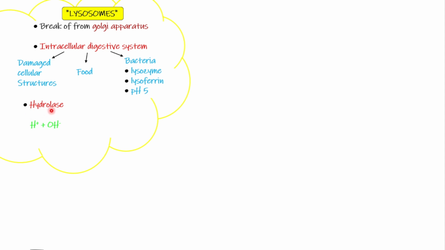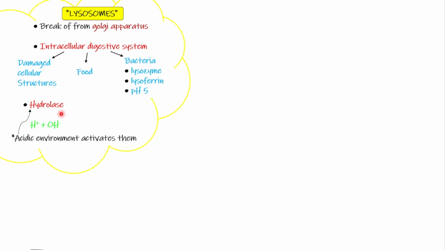So hydrolases are the enzymes which perform breakdown with the help of water. Water is broken down into H positive and OH negative ions. Now these H positive and OH ions will break the bonds of different things and perform the digestive functions. But there's one point you have to remember, that hydrolases always work in an acidic environment. The acidic environment activates these hydrolases.